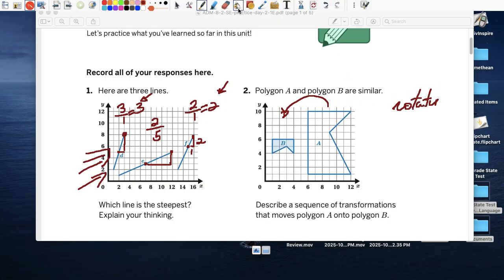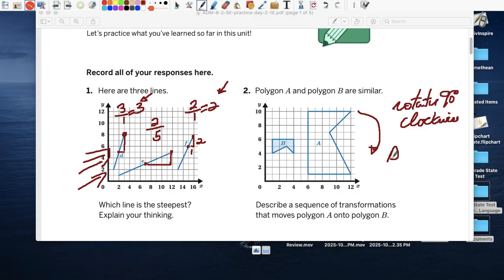Let me change this because that's confusing. Let's rotate this A this way. If we rotate that way, you can see that that becomes this. So A becomes B. The shape moves, so it's a rotation 90 degrees clockwise. So that's one of the transformations.